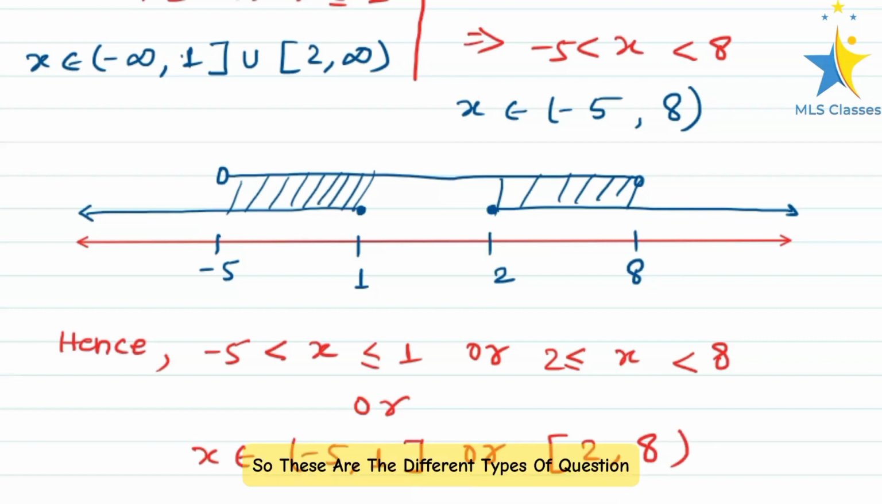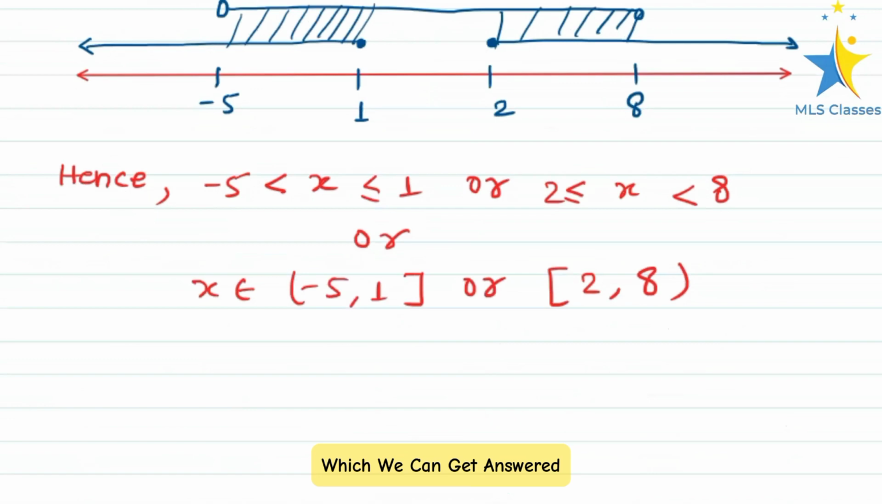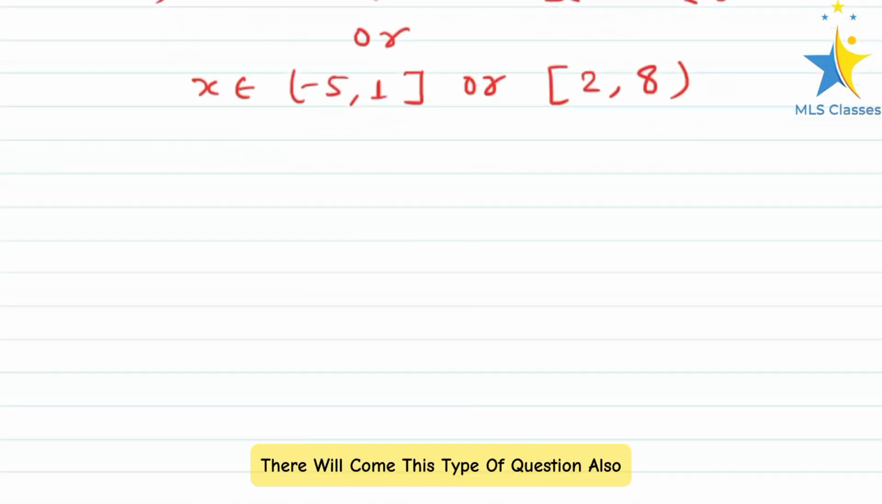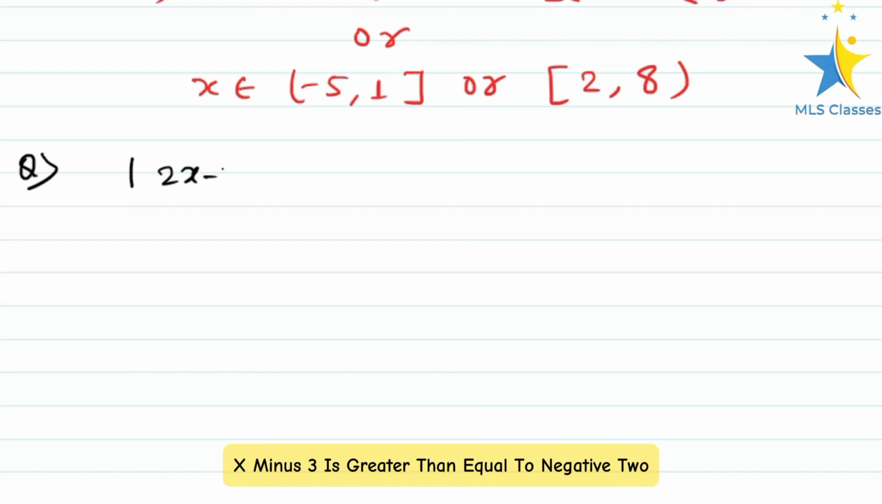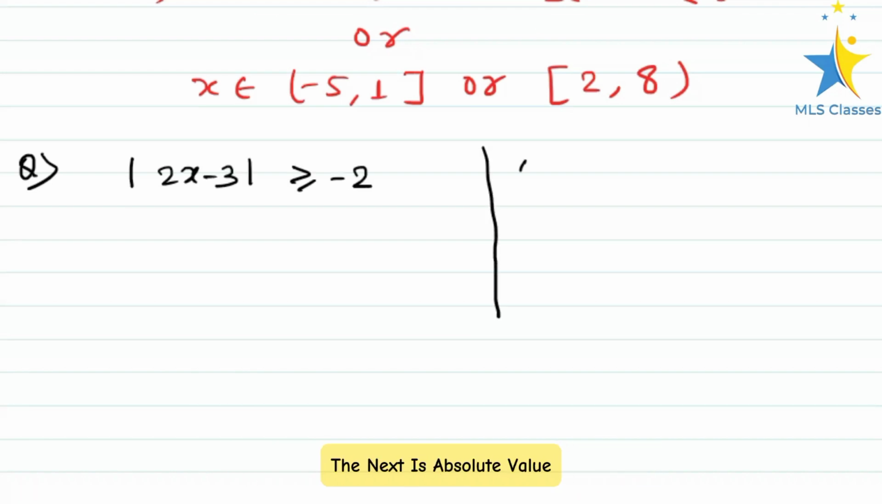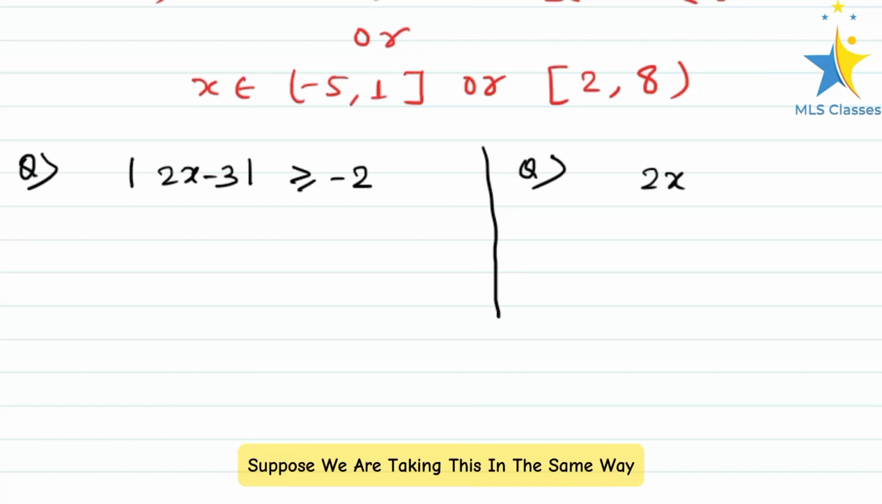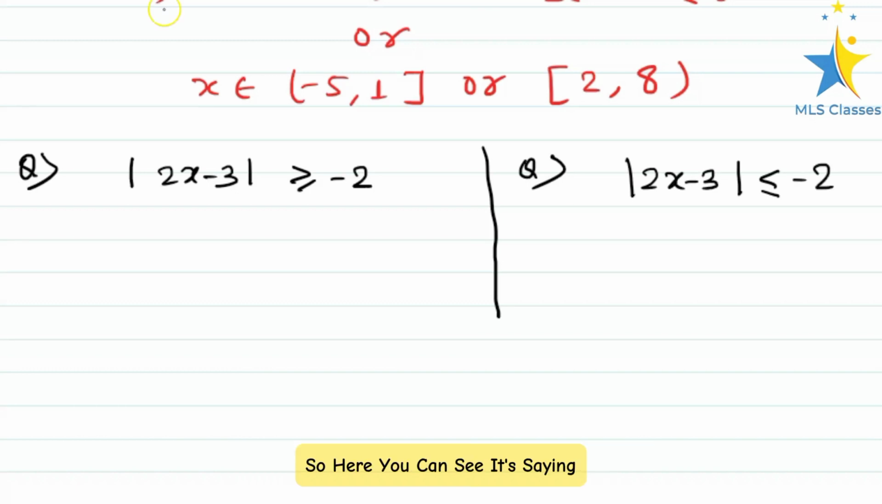These are the different types of questions we can get, and this type of question can also come. Suppose absolute value 2x minus 3 greater than or equal to negative 2. This is one type of question. Next, taking it in the same way, absolute value 2x minus 3 less than or equal to negative 2. Here you can see the first one says greater than or equal to negative 2.